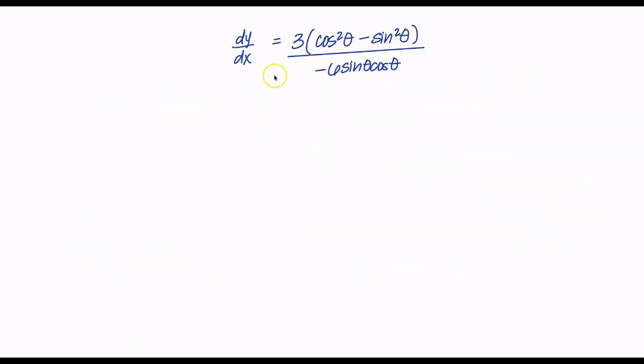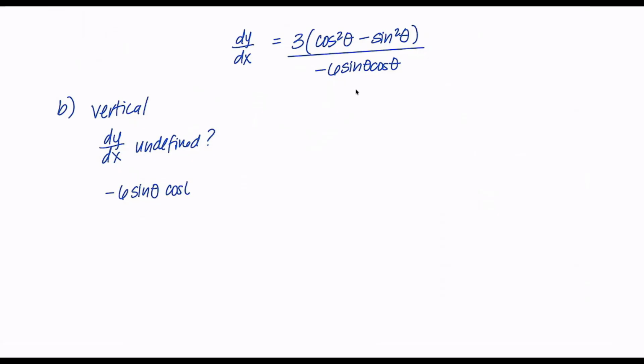Now, here was dy/dx again, so we could go ahead and solve for part B, which was to find all places where the tangent line was vertical, which means we need to find where dy/dx is undefined. So we're going to set the denominator equal to 0. So when is -6 sine theta cosine theta equal to 0?